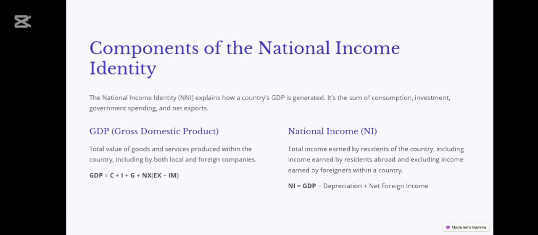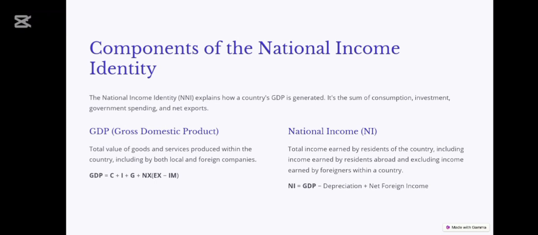C is consumption. It includes spending by people like buying foods, clothes, and paying for services like Netflix. I is investments. It's spending by businesses like buying machines or building factories. G is government spending. This is money spent by the government on things like roads, schools, or healthcare. EX is exports. Goods we sell to other countries like rice or smartphones. IM is imports. Goods we buy from other countries like foreign cars or gadgets.